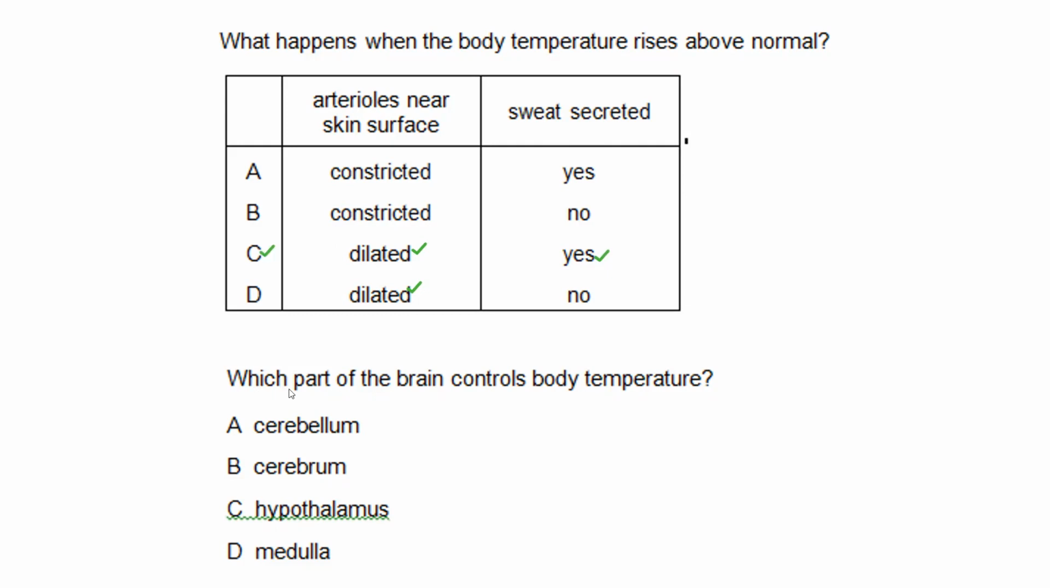And in this case, the question is, which part of the brain controls the body temperature? You all are very much well familiar that hypothalamus is the thermoregulatory center, so that is going to control the body temperature. Okay, next.